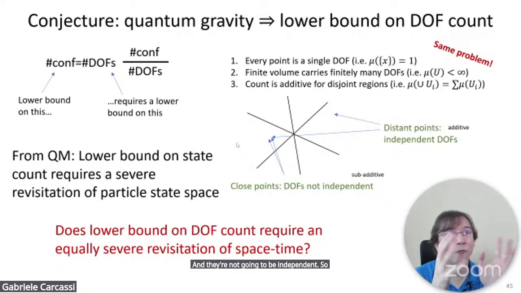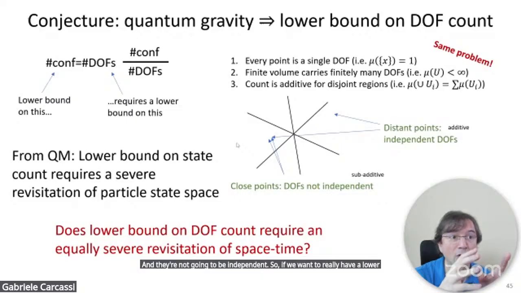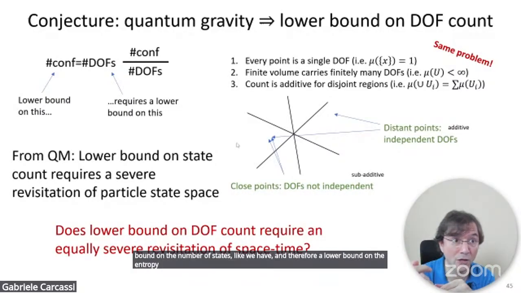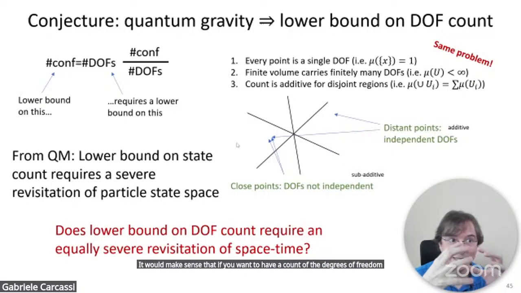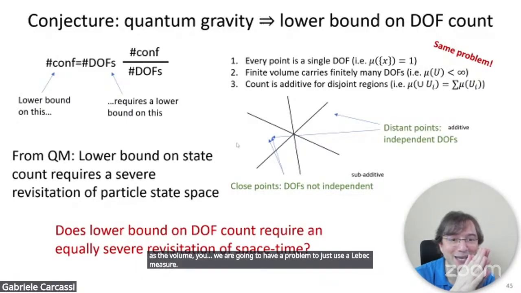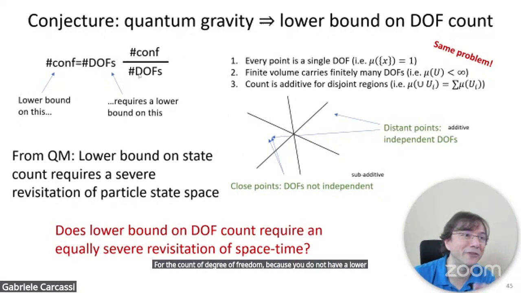So if we want to really have a lower bound on the number of states, and therefore a lower bound on the entropy, like we have in quantum mechanics, it would make sense that if we want to count the degrees of freedom as the volume, we are going to have a problem just using a Lebesgue measure for the count of degrees of freedom, because you do not have a lower bound on the number of degrees of freedom.